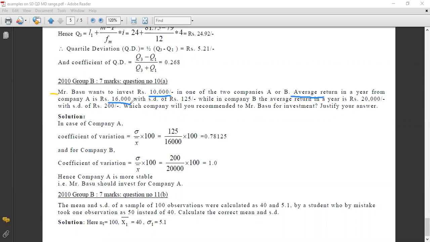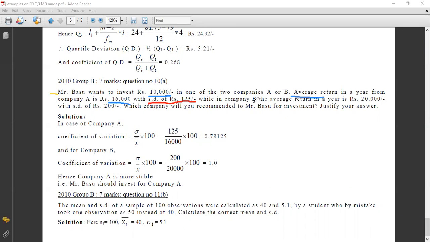How much does he want to invest? 10,000 rupees. His financial advisor or share broker told him that for company A, he will get an average return of 16,000 on 10,000 rupees, but with an SD of 125, that is variation. The return will not necessarily be a perfect 16,000 rupees. This is not a bank fixed deposit, this is the share market or mutual fund. So he will get 16,000 return, but there is a variation of 125 rupees.